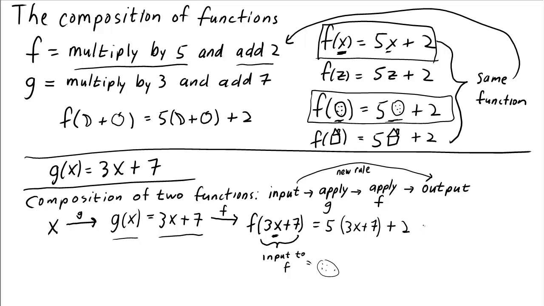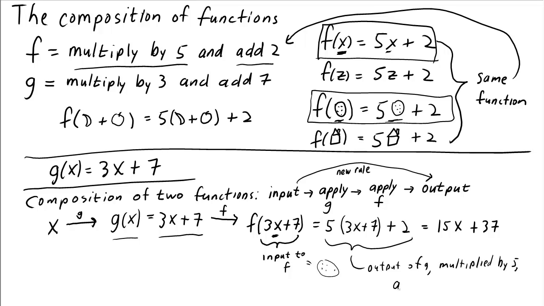Now if you want, you can multiply it all out to get 15x plus 37. But the important part is right here. What we did is we took the output of g, multiplied by 5, and added 2. In other words, this is the same thing as taking g of x and then applying f, which we write as f of g of x.